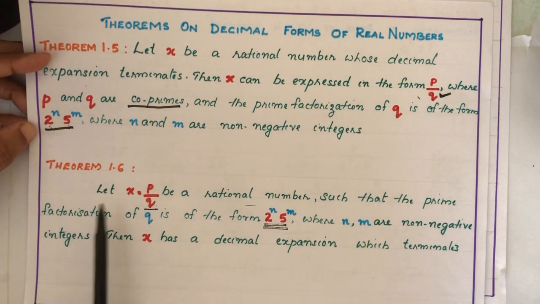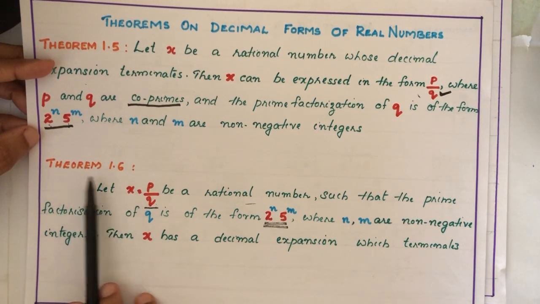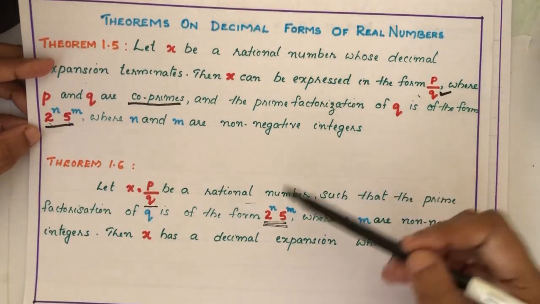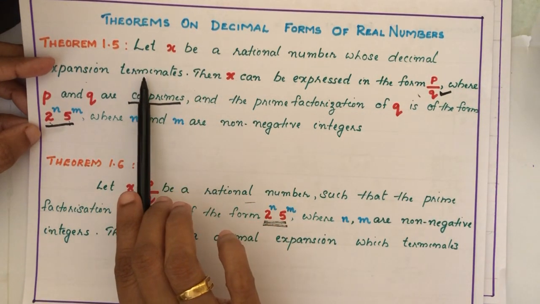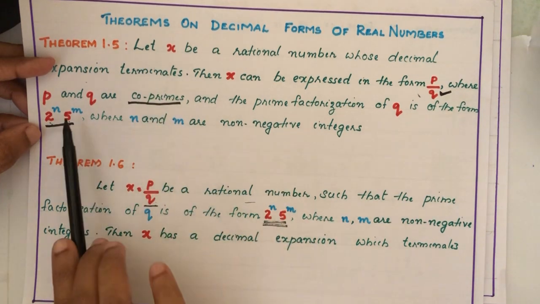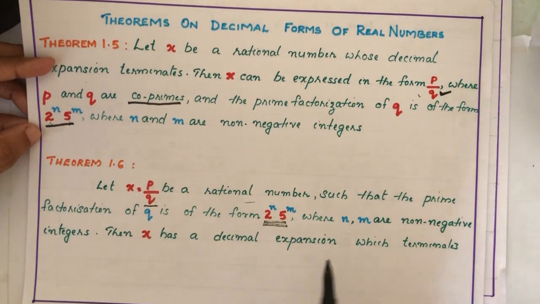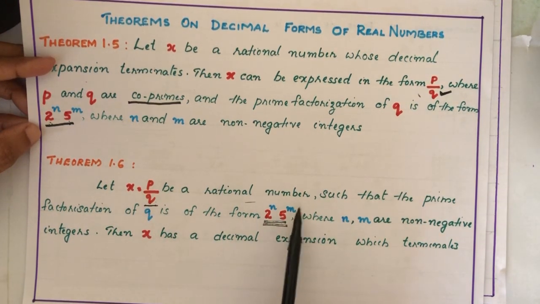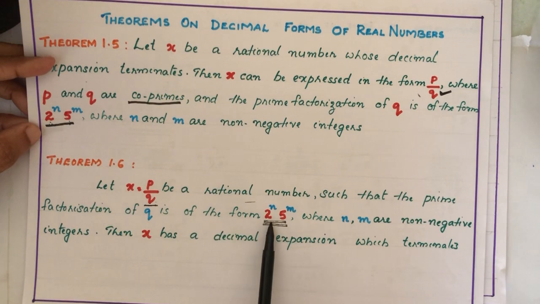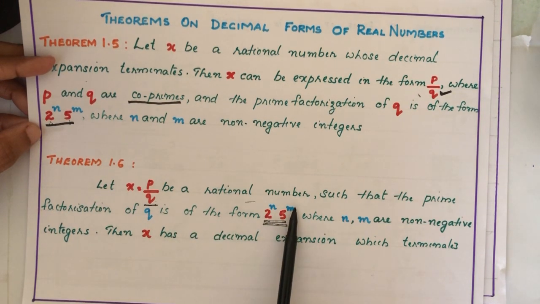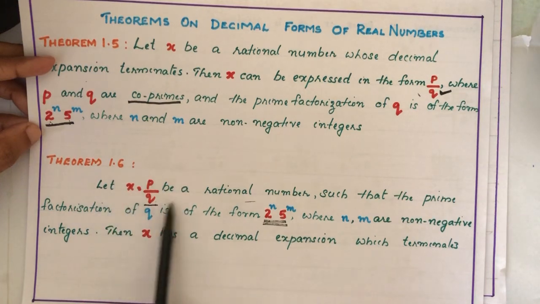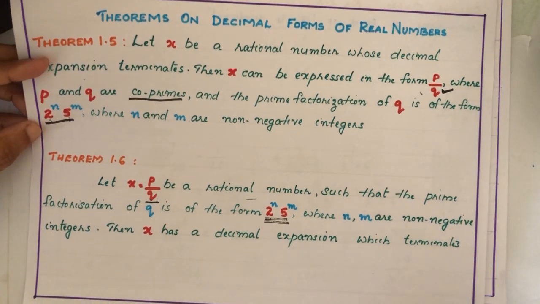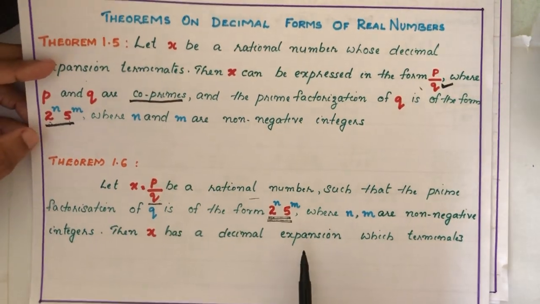And we have to study one more theorem, theorem 1.6. It is actually its converse. Here we have discussed if the decimal is terminating decimal form, the denominator can be written in this form. Here in reverse: if x is a rational number whose denominator can be written in the form 2 raised to n into 5 raised to m, then surely the decimal expansion of this number is a terminating decimal expansion.